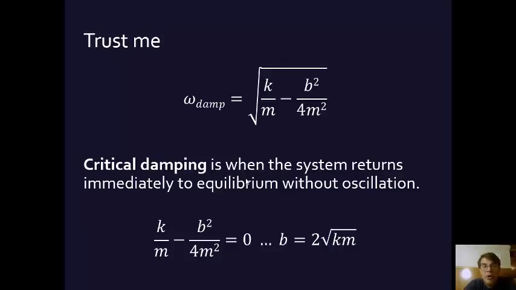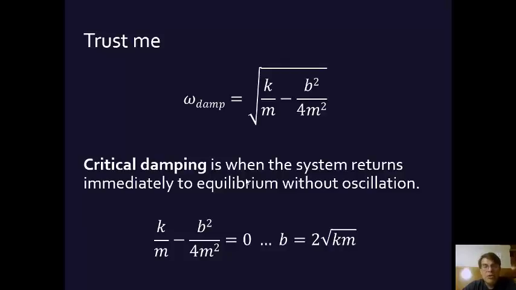We know that in simple harmonic motion, the angular frequency omega is equal to the square root of k over m. So when the oscillation is being damped, the angular frequency is the square root of k over m minus b squared over 4m squared. Remembering again, m is the mass and b is that damping constant.